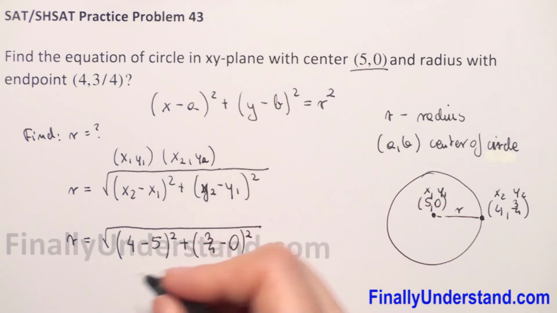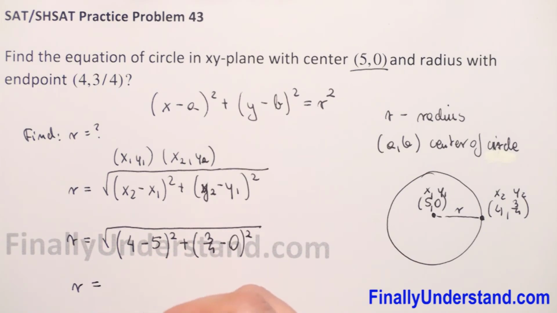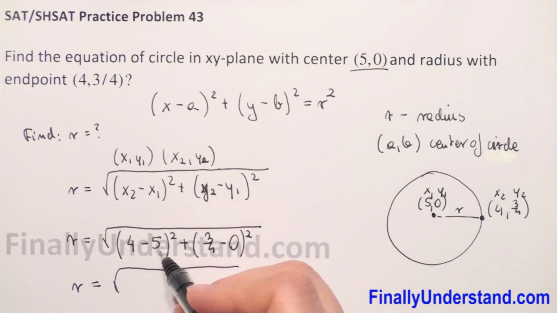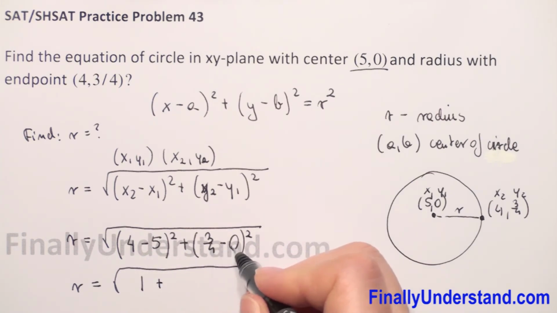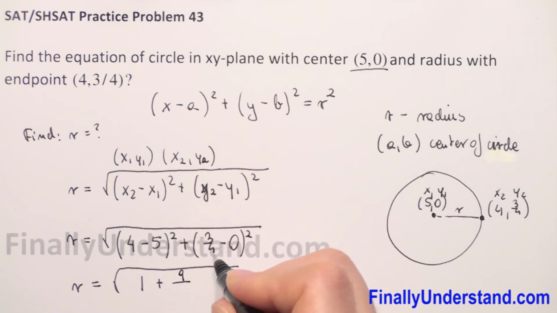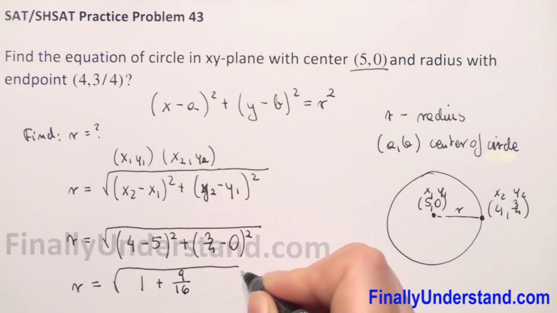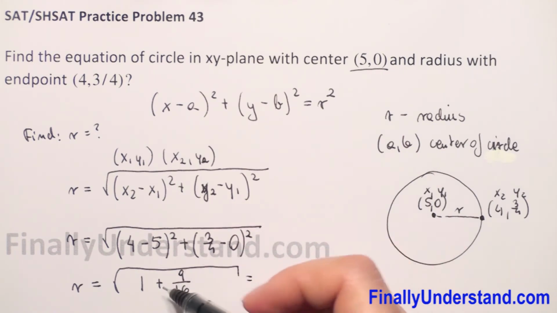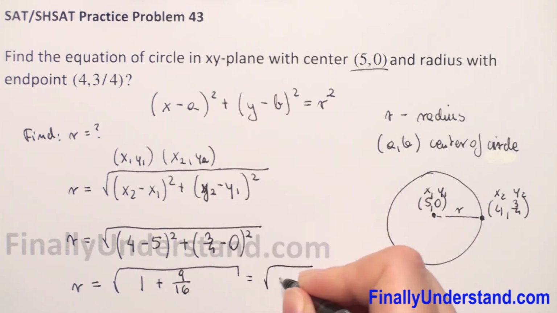So r is equal to the square root of 4 minus 5, which is negative 1, to the second power is 1, plus 3/4 minus 0, which is 3/4, to the second power, so 3 squared is 9 and 4 squared is 16. So this is equal to the square root of 1 and 9/16.